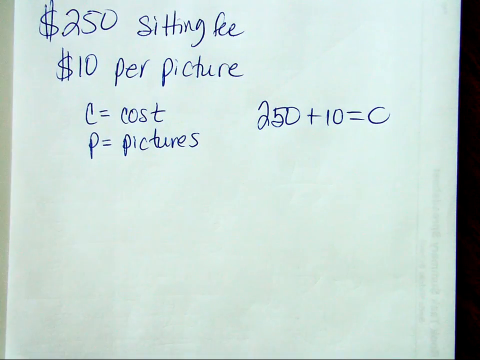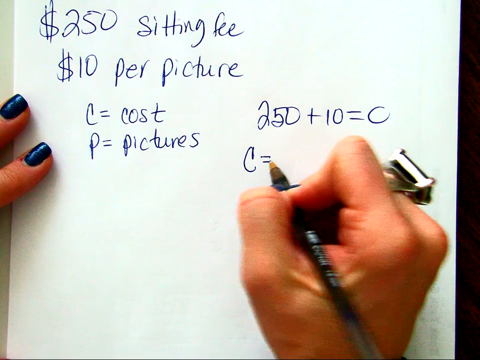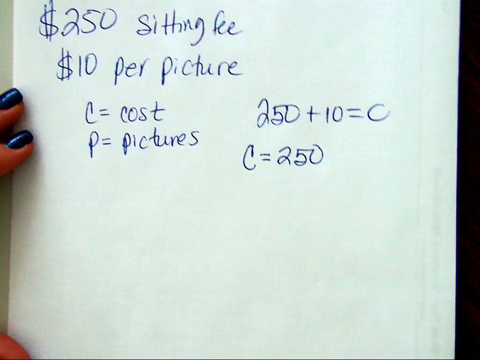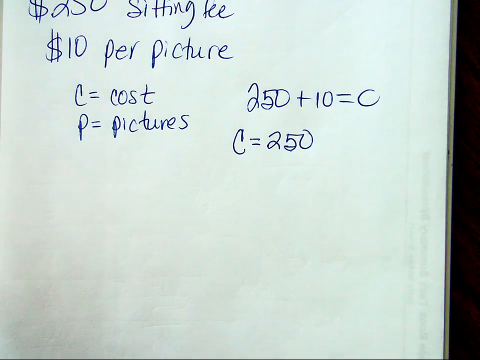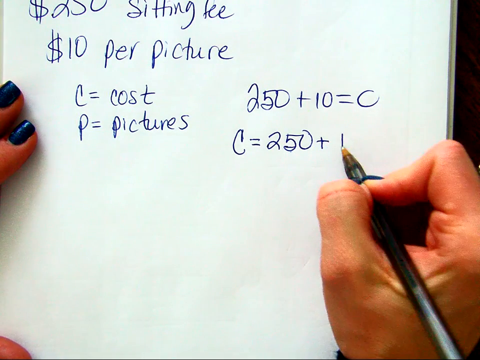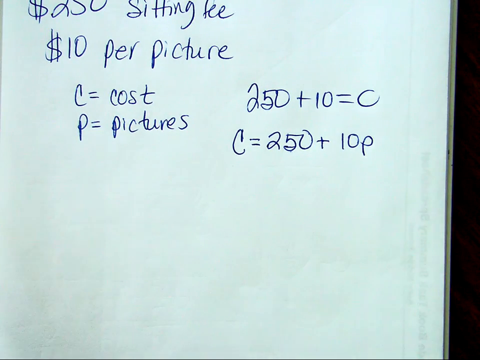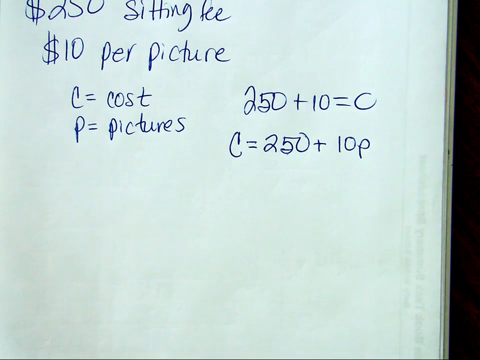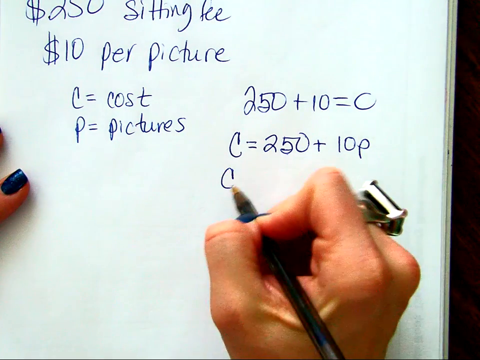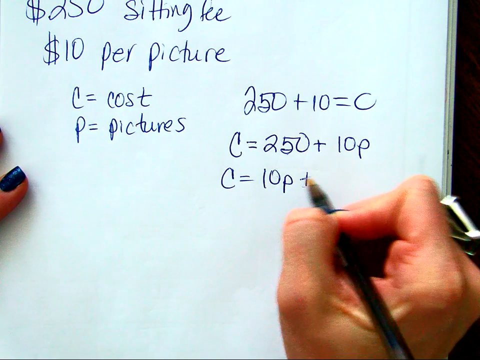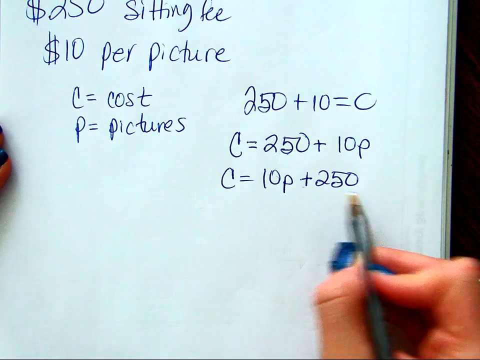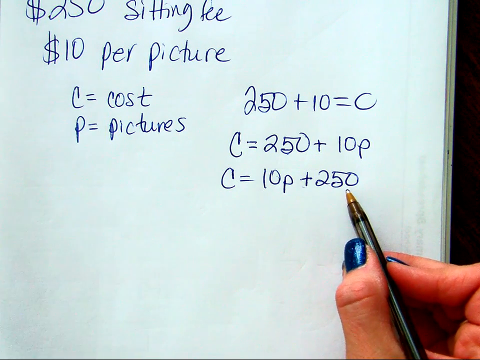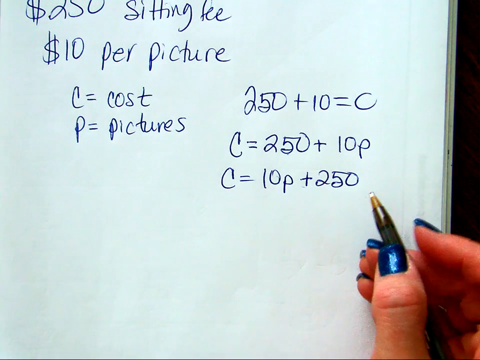Yeah. So she's saying 250 plus 10P equals C. There are so many ways to write this, okay? Some of you might say cost equals first, and then some of you are very by the book, meaning I gave her 250 first, and then I'm adding to that $10 per picture. Some of you, like me, want that P first, right? So I want that cost equals $10 a picture plus that startup fee.